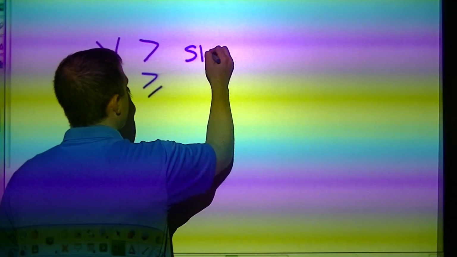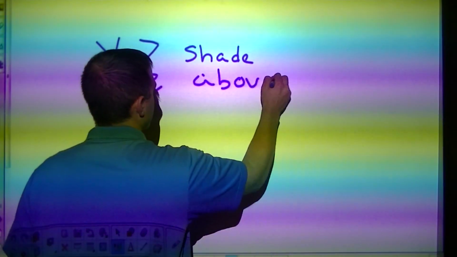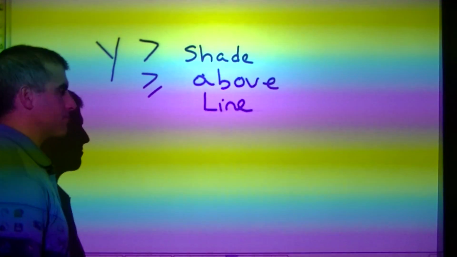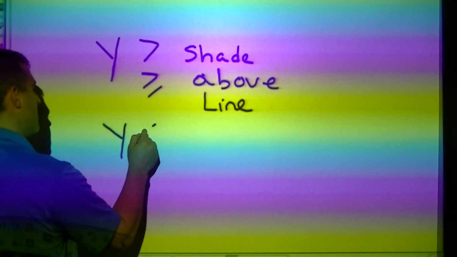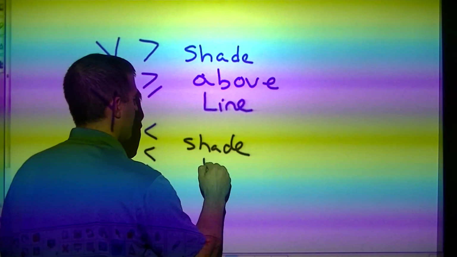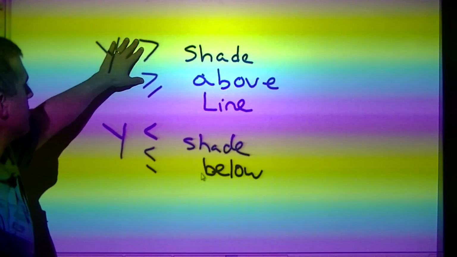When we look at this, we're looking at it in conjunction with the y. If I've got y is greater than or equal to, that is going to be a shade above. As we get to the examples, this will make sense, so you can keep accessing it. It means shade above the line. If you have y is less than or equal to, you're going to shade below the line. So that is important. Y is greater than, shade above.